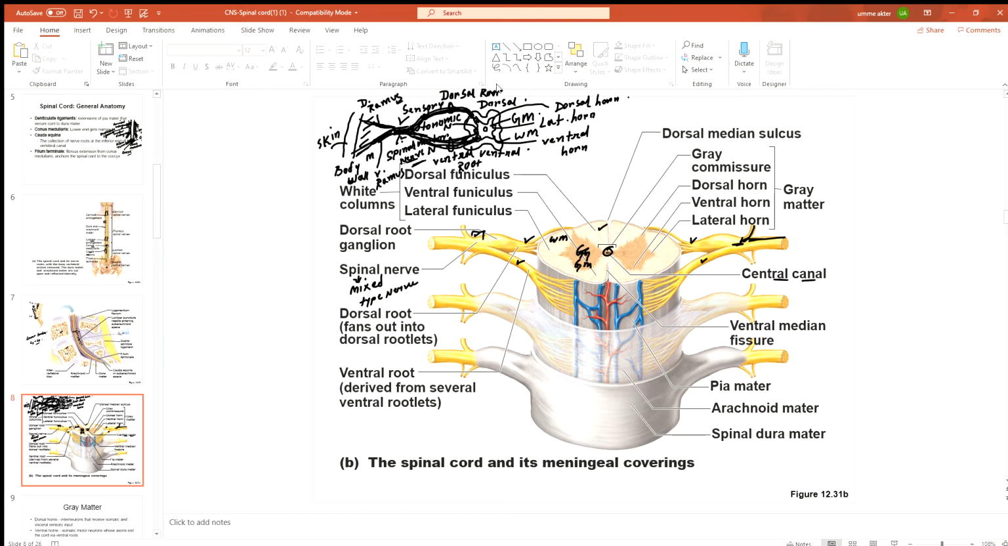The motor fibers will go to the muscles and sensory fibers will go to the skin. This is the back of the body. This is the front part of the body wall. Okay. So now both ventral and dorsal rami have sensory and motor. So your muscles and skin will get the signal, both types of signal.